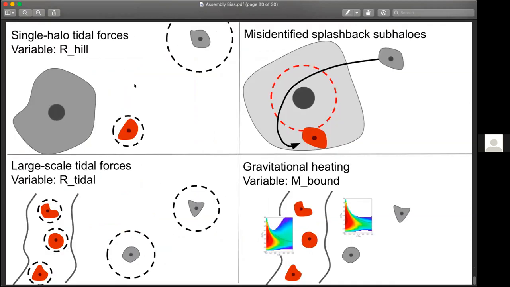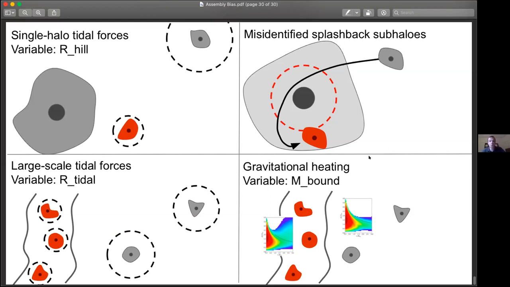So that leaves us with the four explanations that people are usually talking about for this effect: tidal fields from large halos, misidentified splashback subhalos, and then these two effects from large-scale structure. And the challenge that I would leave us on is it would be good to know whether these theoretical advances in understanding where assembly bias comes from can be leveraged to, say, create better galaxy models or to better understand the impact of assembly bias on our measurements.